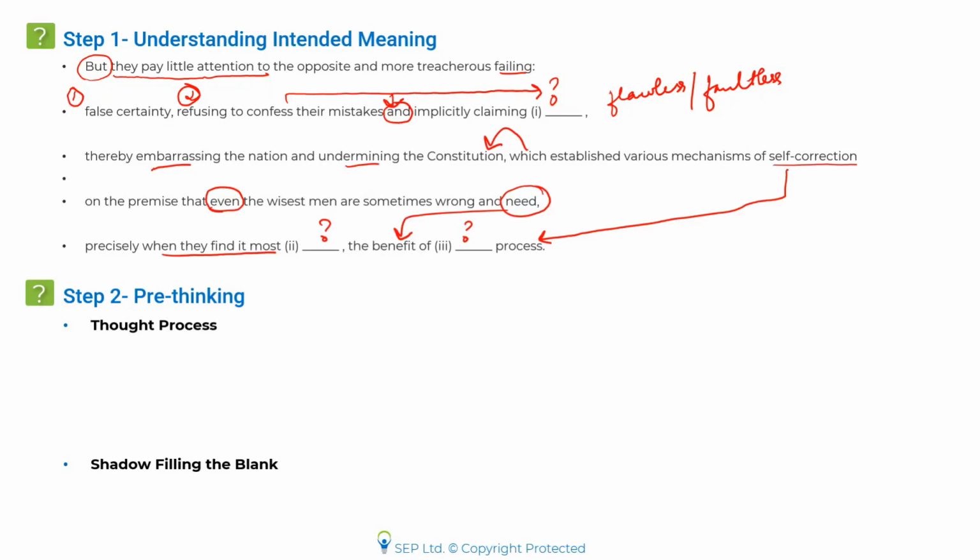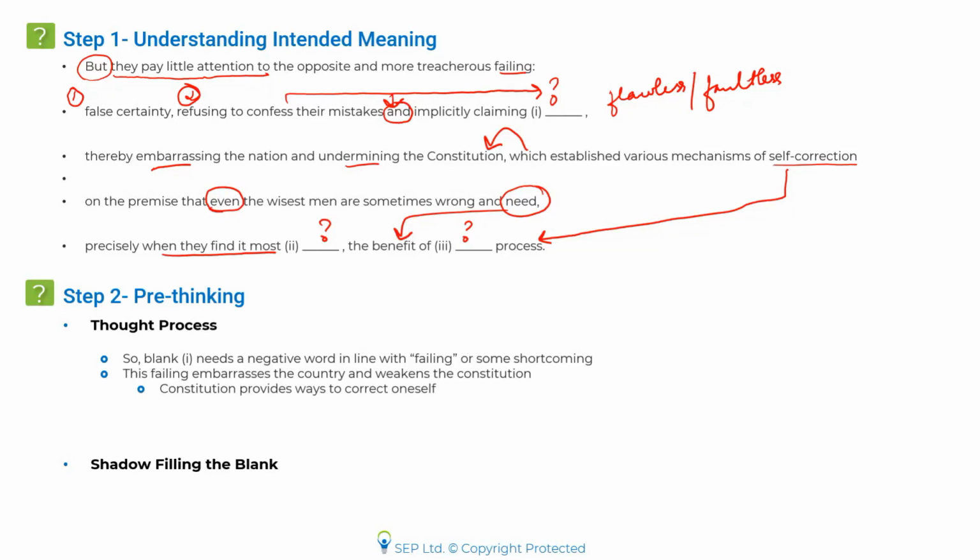When would they need it? If I am a person who refuses to confess her mistake and then realizes that she's made a mistake and embarrasses the nation, that is the time when I need that self correction. Although admitting my mistake is going to be very embarrassing for me, right? So I'm going to put together my thought process here. Blank one needs a negative word in line with failing, shortcoming. And this failing embarrasses the country and weakens the constitution. And the constitution provides ways to correct oneself, because even the wisest may need to be corrected at times.